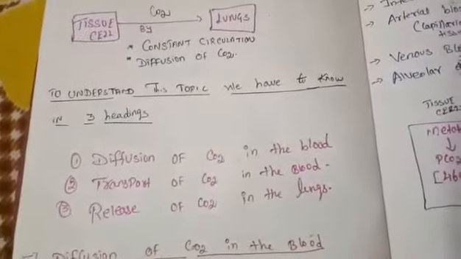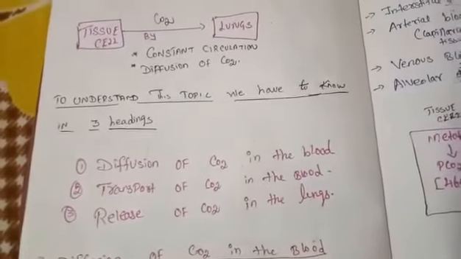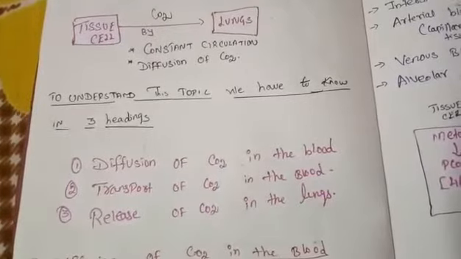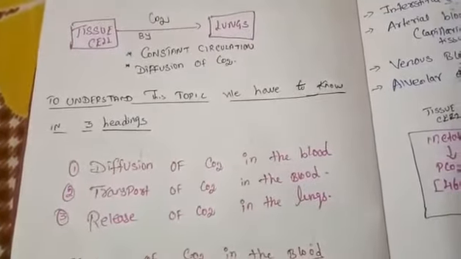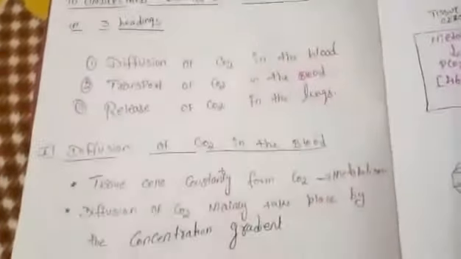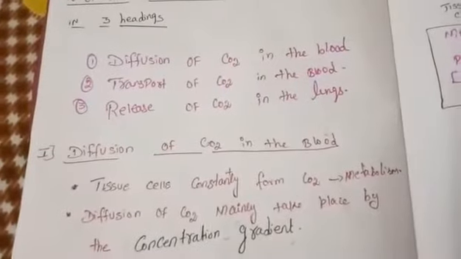First heading is diffusion of carbon dioxide in the blood. Second one is transport of carbon dioxide in the blood. Third one is release of carbon dioxide in the lungs. First we'll see diffusion of carbon dioxide in the blood.